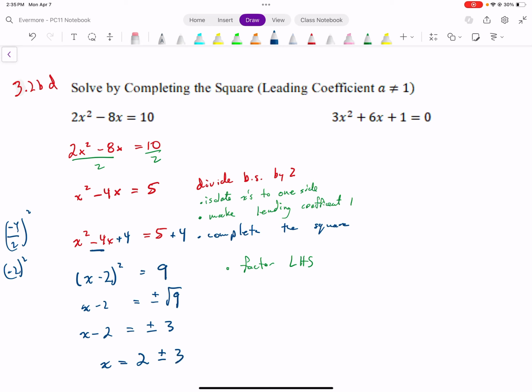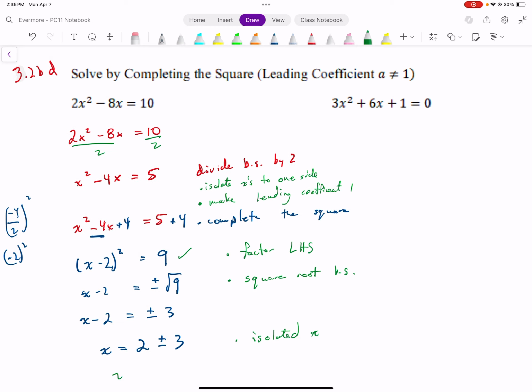If you want, I can continue my annotation. So here, I factored the left-hand side. Here, I square rooted both sides. In the next step, I really did nothing but simplify. And on the right, I isolated the x. So my solutions are simply going to be 2 minus 3, which will yield negative 1, and 2 plus 3, which is 5. So those are my solutions.